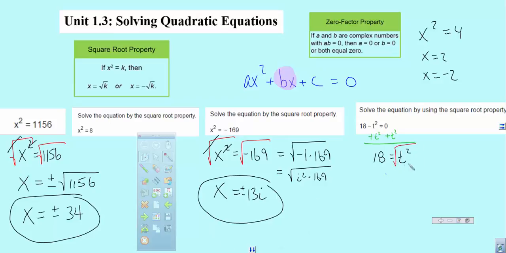We take the square root of both sides. On the right hand side, the square root and the square cancel. We're left with t is equal to a positive or negative square root of 18.